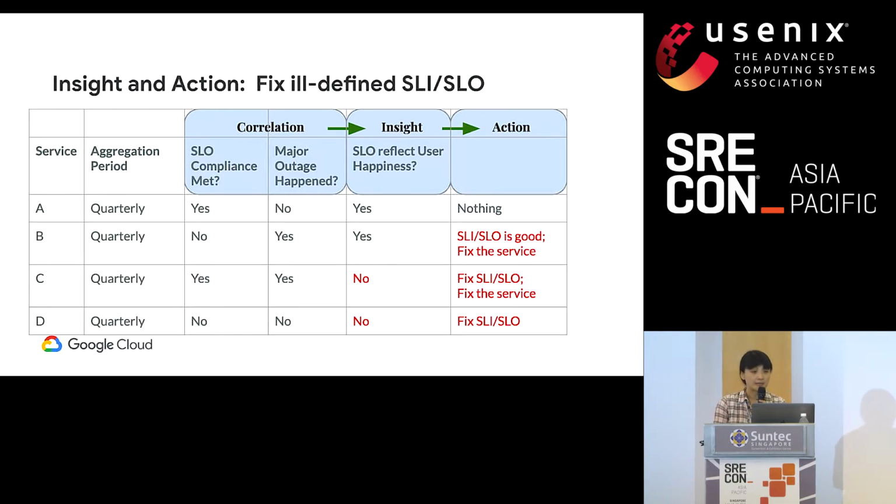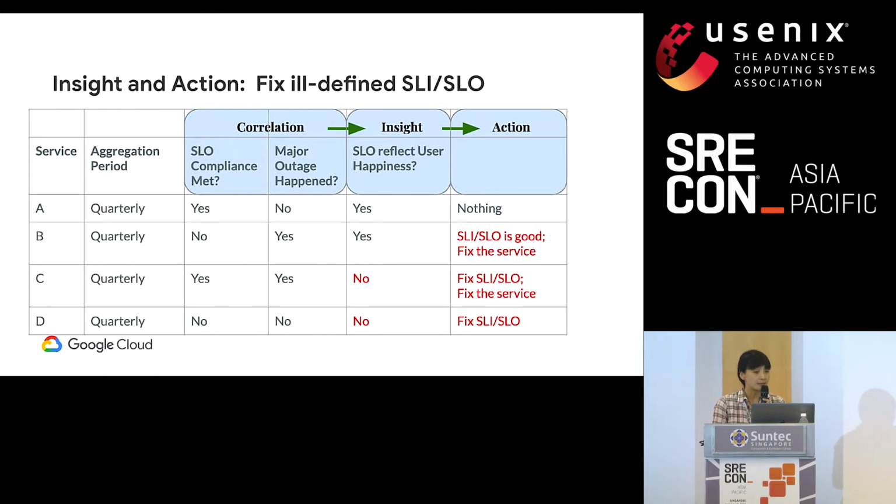For Service B, in this quarter, their SLO compliance data is not good. However, in this quarter, the service has had major outages. This is also a good correlation result, because it means our SLO clearly indicates user happiness. The action we take here is that we don't need to adjust the SLI and SLO. We need to fix the problem which has caused the outage.